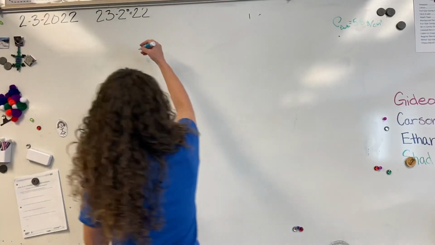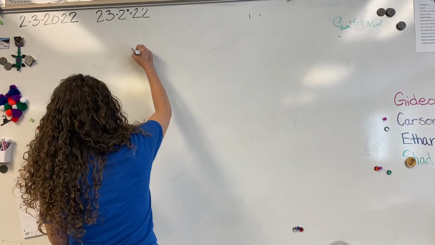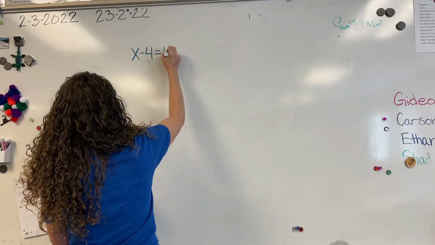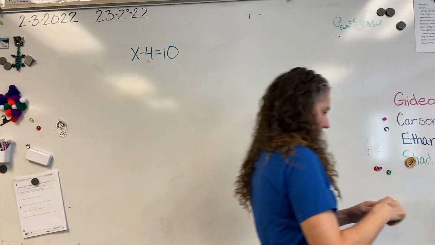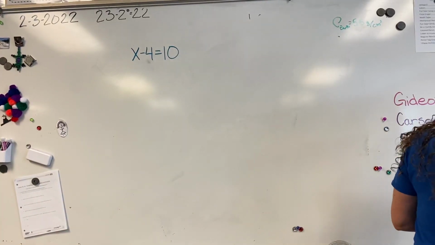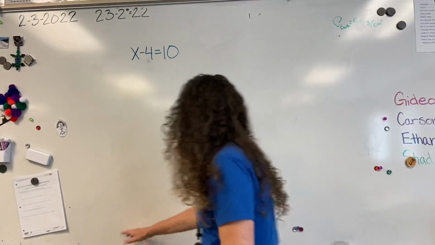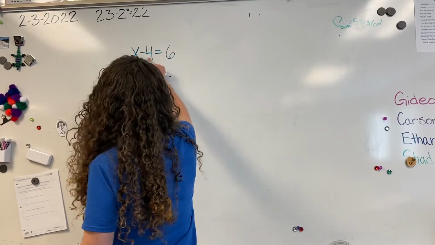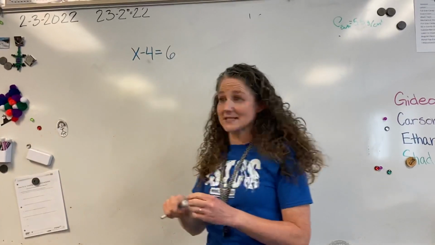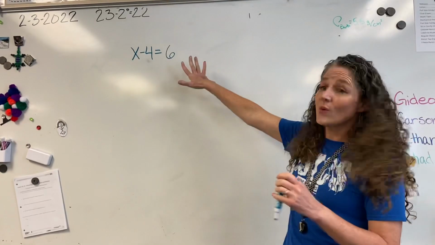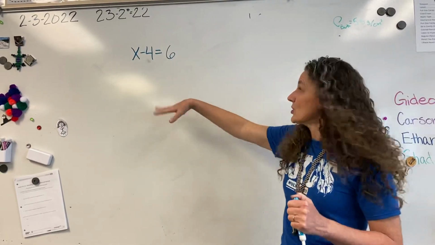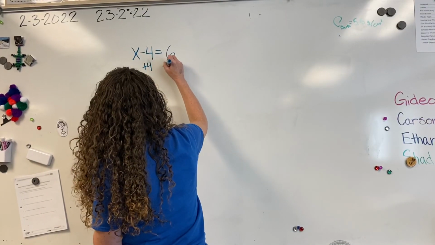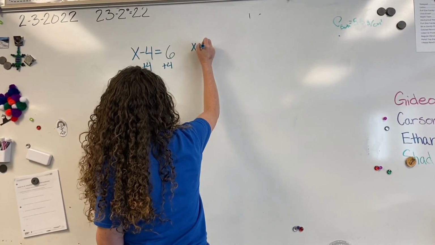So, okay, let's say we have x minus 4 equals 10. I think this was your quiz question. Wasn't it? Four less than a number is 6. Okay, so we know how to solve this, right? Add 4 to both sides, and we get x equals 10.